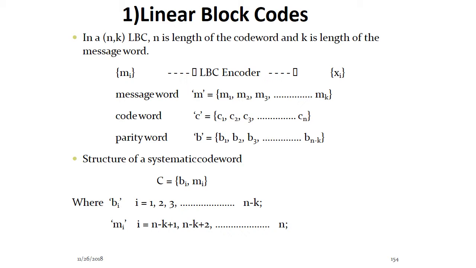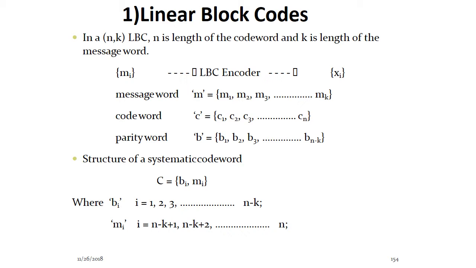In an (n, k) LBC, n is the length of the code word and k is the length of the message word. The LBC encoder takes the message word m = m1, m2, m3, etc. up to mk, and produces the code word c = c1, c2, c3, etc. up to cn. The parity word is b = b1, b2, b3, etc. up to b(n-k).